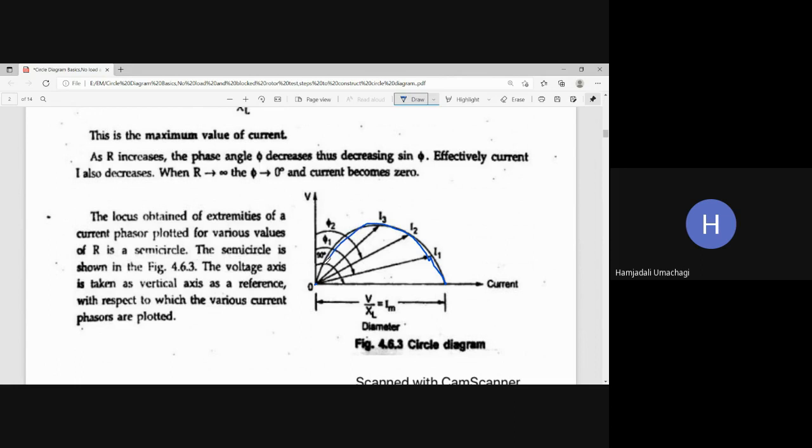So suddenly at this point the locus of the current becomes zero. If we check the locus of this current phasor, I can say that this is simply a circle diagram for different values of the power factor angle. As resistance keeps on changing, the power factor angle will keep on changing, and current values will keep on changing. From I max, this current is maximum.